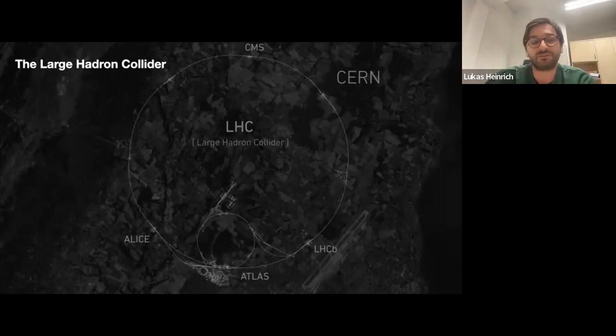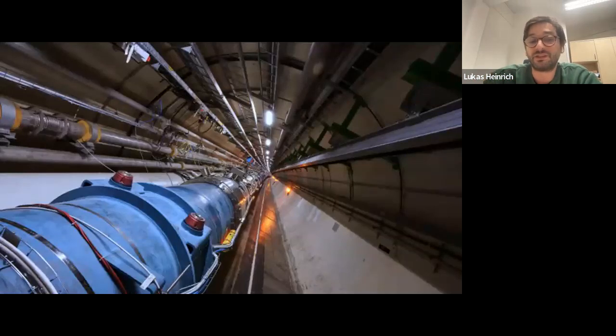They will race around this track, and then at these 4 points that you see, CMS, ATLAS, and LHCb among them, they're colliding head on. Here you see the tunnel, which is 100 meters underground. The blue thing is a very strong magnet that is able to bend the particle beam, even though it's going at a very, very high speed.